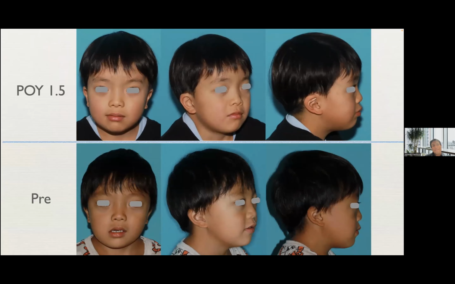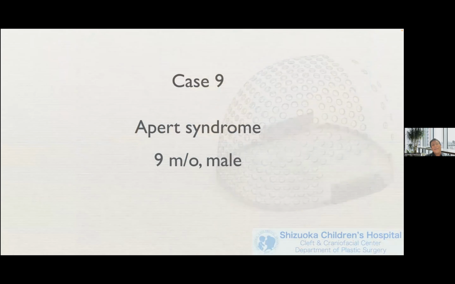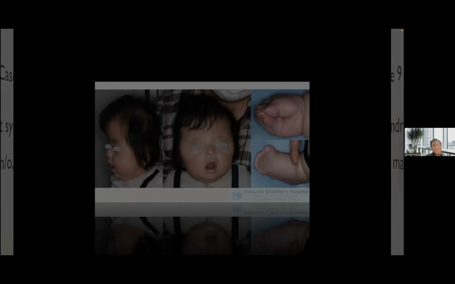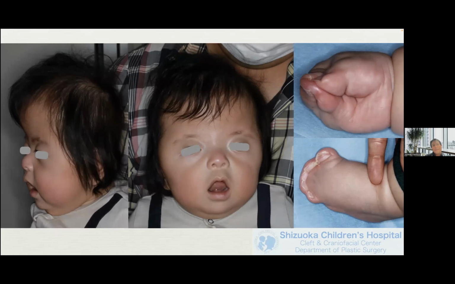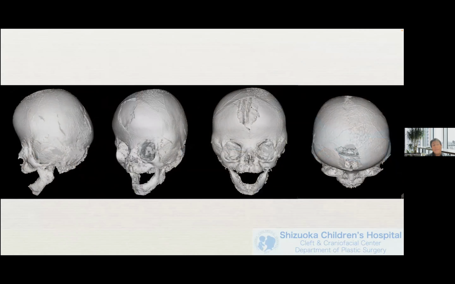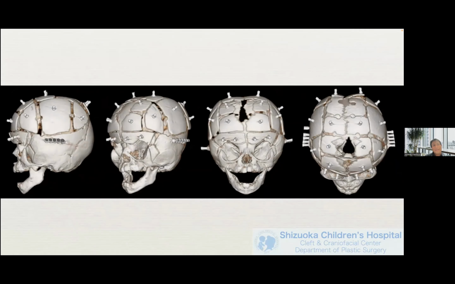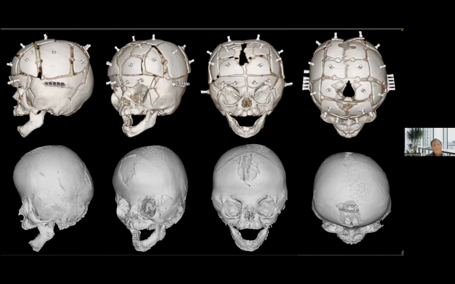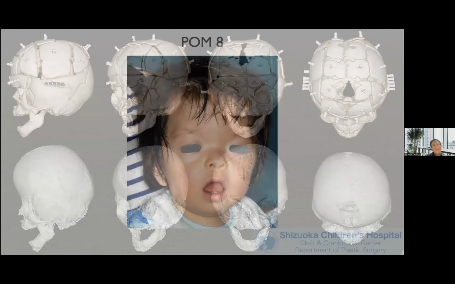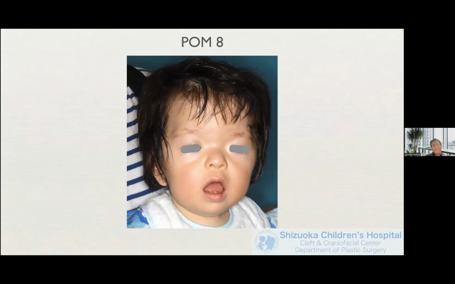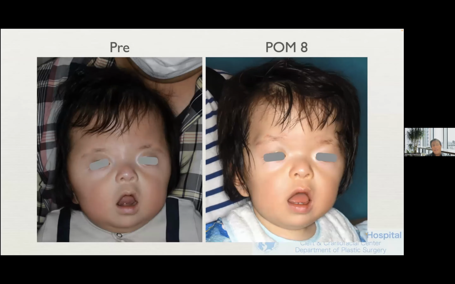Case 9, Apert syndrome, 9-month-old male. There is a pre-operative photo, a pre-operative 3D MRI, and this is a post-operative 3D CT. Pre and post-operative scar. It's there. Post-operative 8 months. Pre and post-operative 8 months.